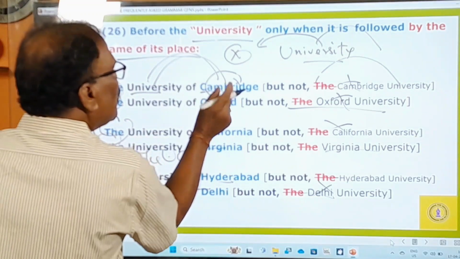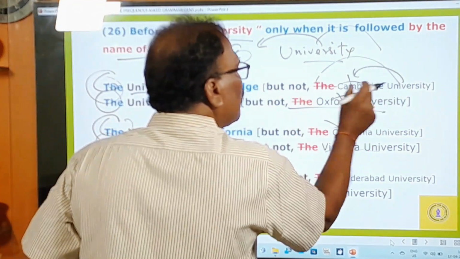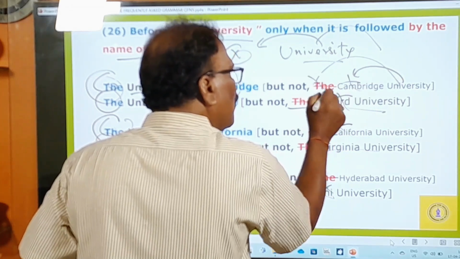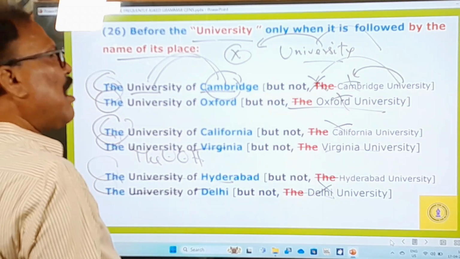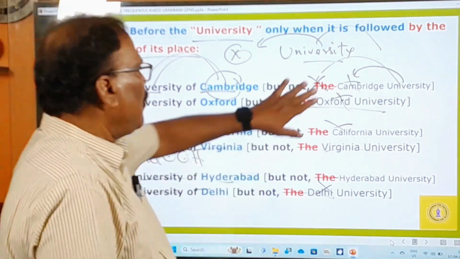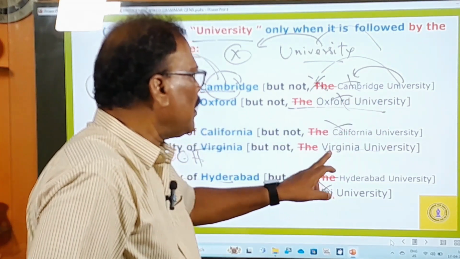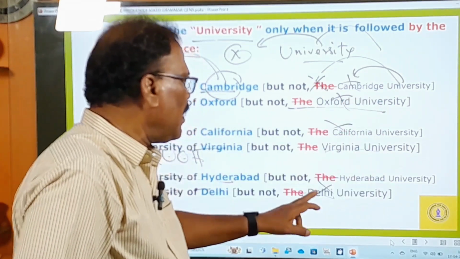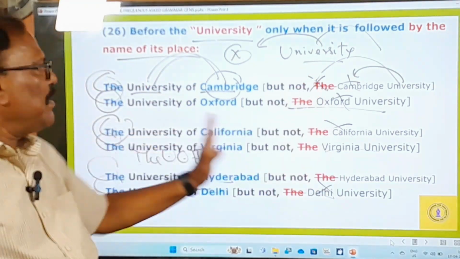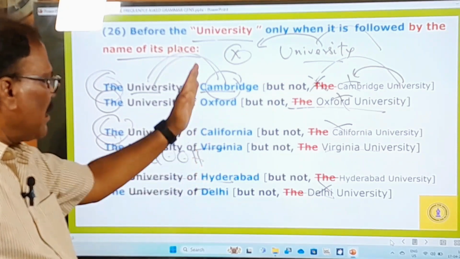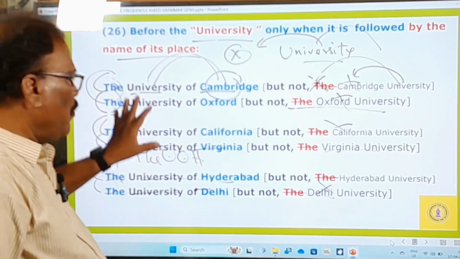So here, before the university, the place is given. So here, you should not use any article. You cannot say the Cambridge University. You have Cambridge University, Oxford University, California University, Virginia University, Hyderabad University, Delhi University. Directly say that. Don't use the before them. But if the name of the place comes after the word university, then you have to use the definite article. Please keep this rule in your mind.